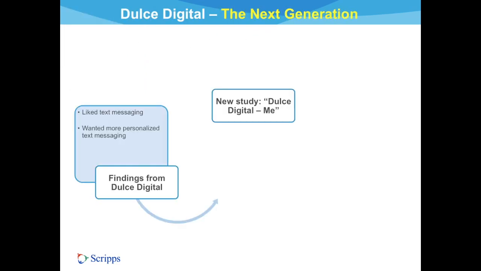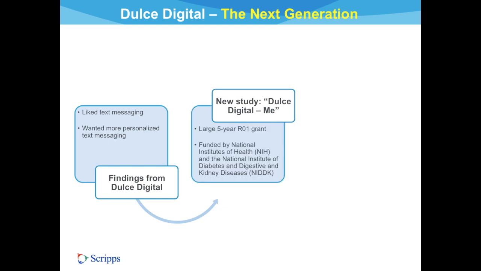The success with the Dulce Digital led to development of a new study titled Dulce Digital Me. In September of 2016, this new study received a 5-year R01 grant from the National Institutes of Health, or NIH, and the National Institute of Diabetes and Digestive and Kidney Diseases, also known as the NIDDK.